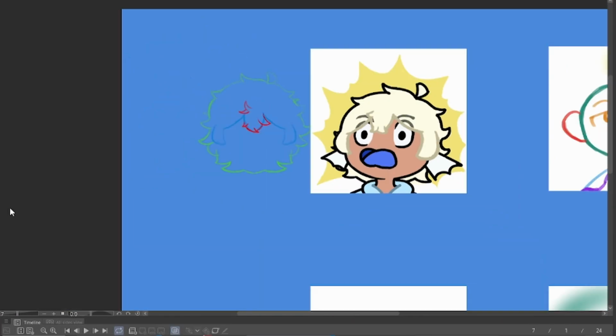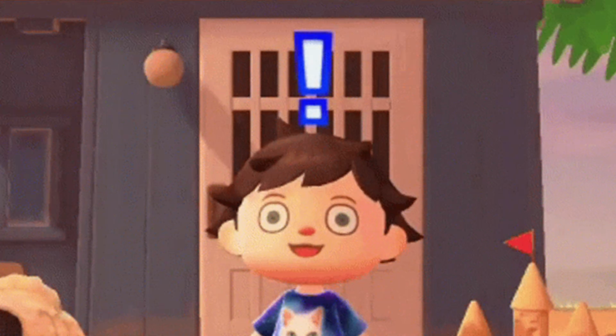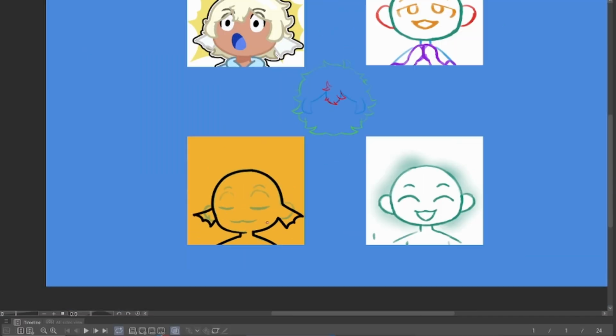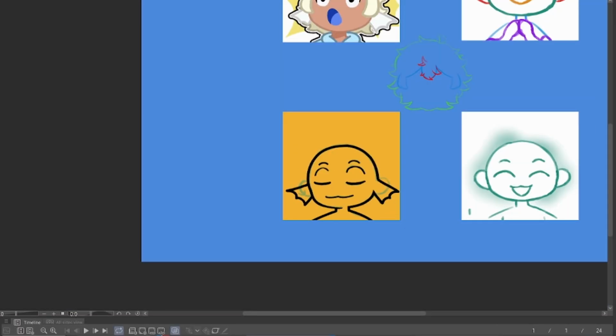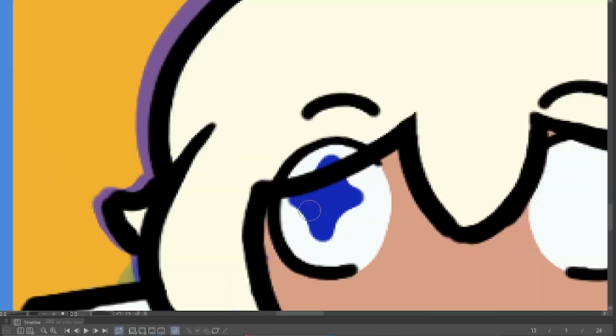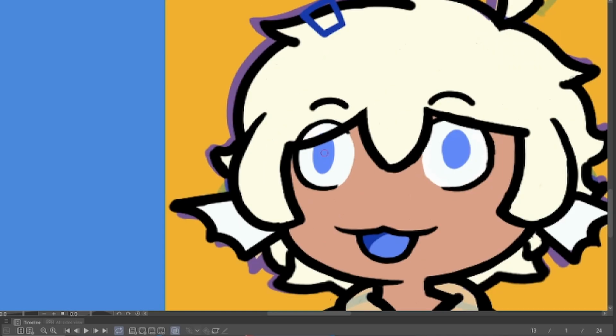The next one I did for the 1-2 frame was actually the exclamation point emote. You know, a cult classic when it comes to Animal Crossing. I just thought, hey, it just feels wrong if I don't have this. I actually struggled with this one because I had no idea where to put the exclamation point.